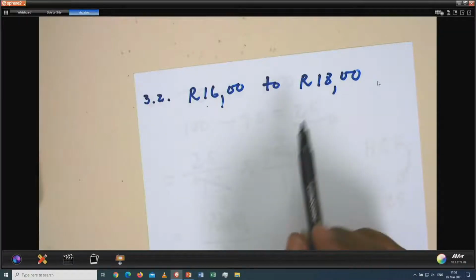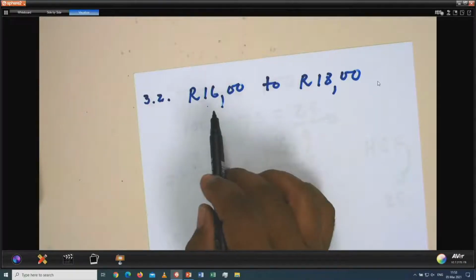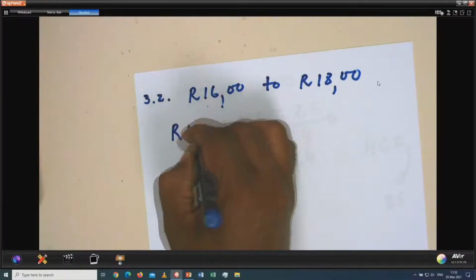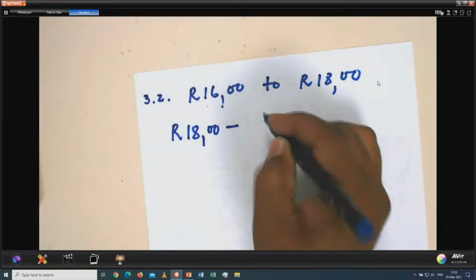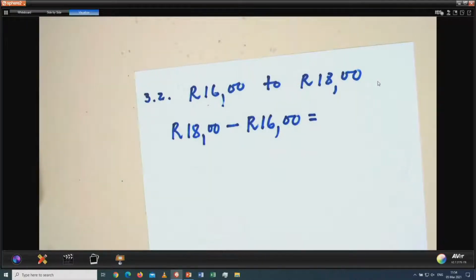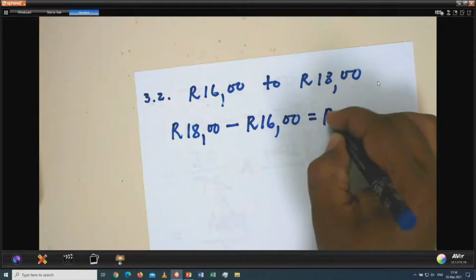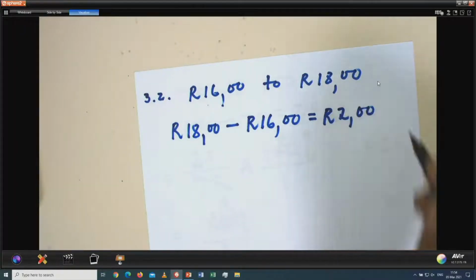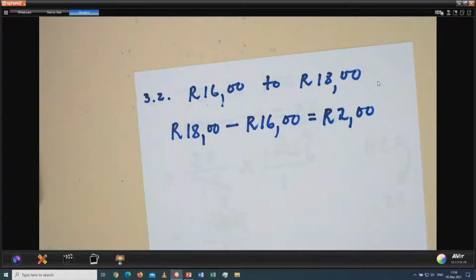And then we'll say, 18 Rand minus 16 Rand. The difference is definitely 2 Rand. 18 Rand subtract 16 Rand, then the difference will be 2 Rand. It means now, in terms of money, there was an increase of how much? Of 2 Rand, moving from 16 Rand to 18 Rand. But now the question is, let us find that percentage increase.